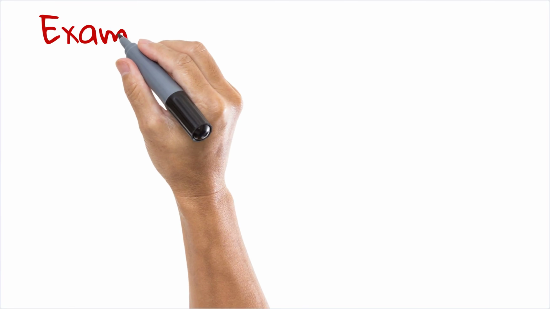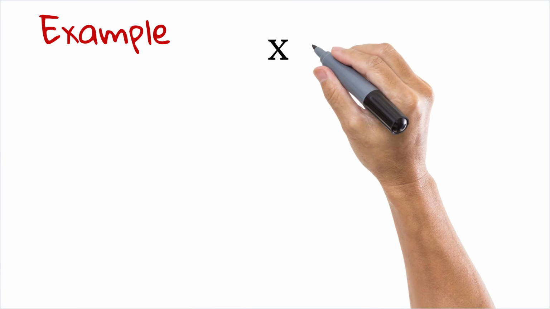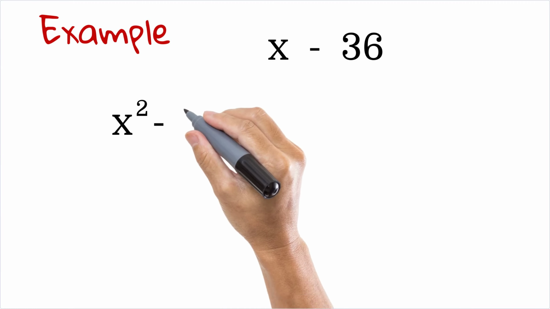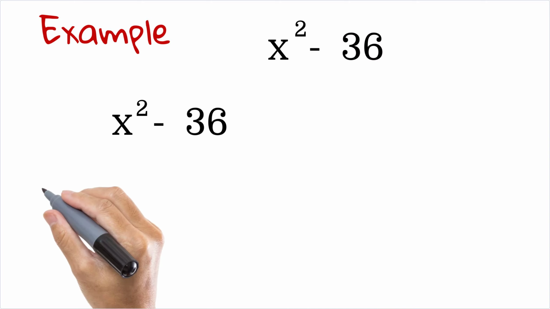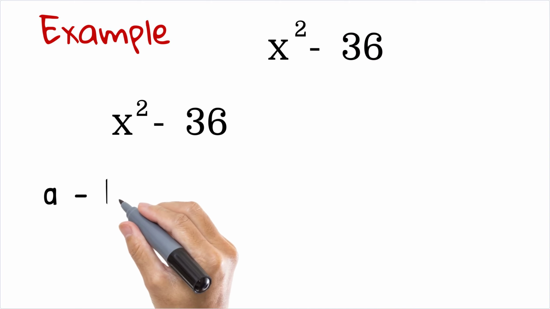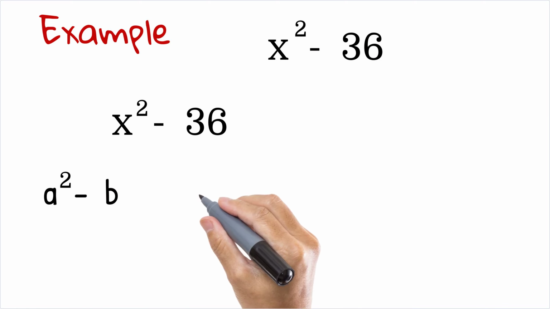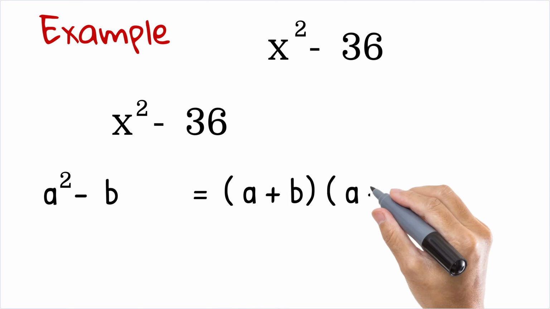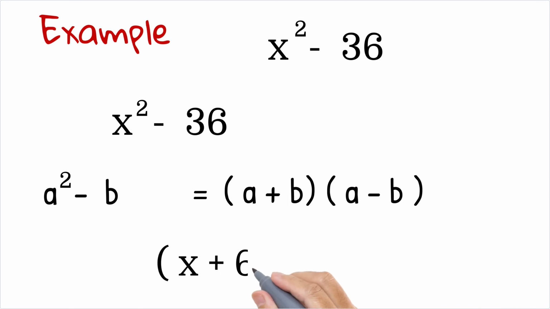Example: find the factors. The constant term 36 is a perfect square. Rewrite the expression as the difference of two squares pattern: a squared minus b squared is a plus b times a minus b. The expression can be written as x plus 6 times x minus 6.